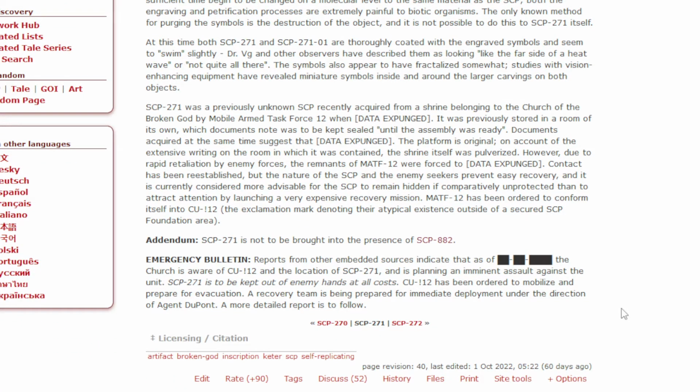Reports of other embedded sources indicate as if blank, the church is aware of its location and the location of 271 and planning immediate assault against the unit. It is to be kept out of enemy hands at all costs. It has been ordered to mobilize and prepare for evacuations. The recovery team is prepared for immediate deployment under the direction of Agent DuPont. A detailed report is to follow, I say.